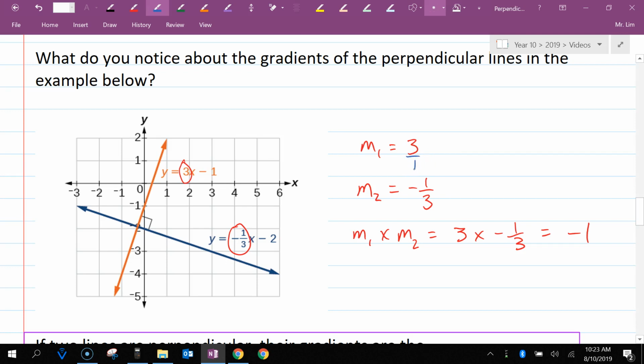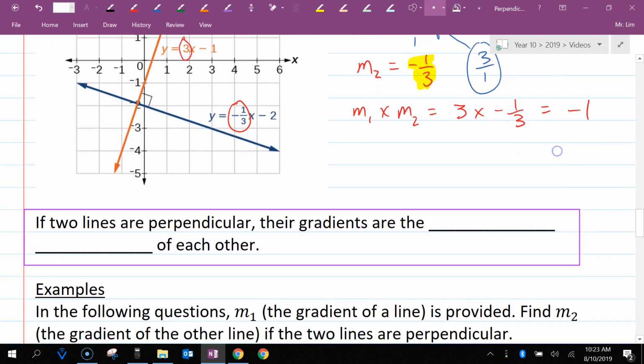So technically, the gradient of the second line is the negative reciprocal of the gradient of the first line. Here we've got 3 over 1. If we flip that, it becomes 1 over 3. And if we change the sign, it becomes negative 1 over 3. And that is the gradient of the perpendicular line. Or vice versa, if we were to take this gradient, flip it around, and change the sign to become positive, that will be the gradient of the perpendicular line.